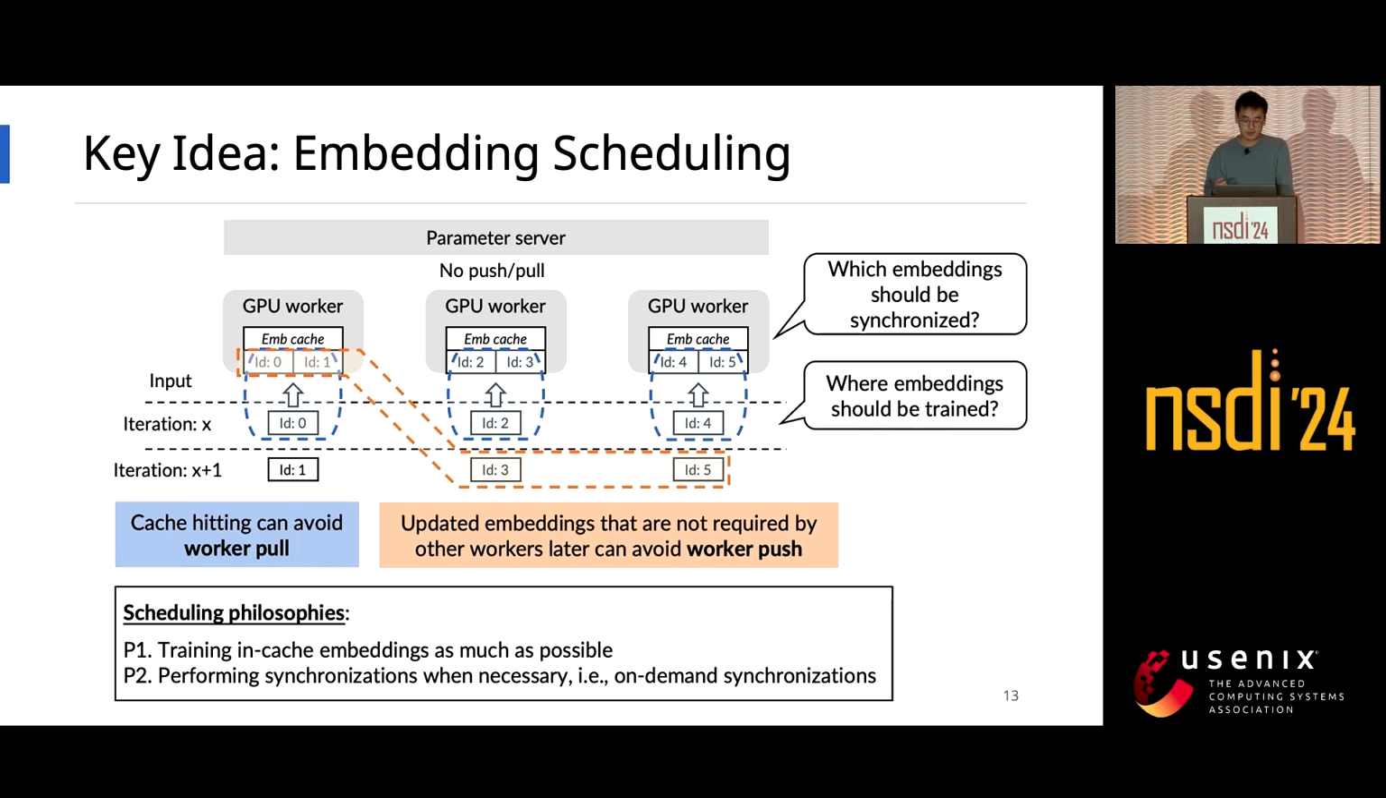Therefore, based on these ideas, we summarize 2 scheduling philosophies. The first one is that we want to train in-cache embeddings as much as possible. The second one is that we want to perform synchronizations only when necessary.